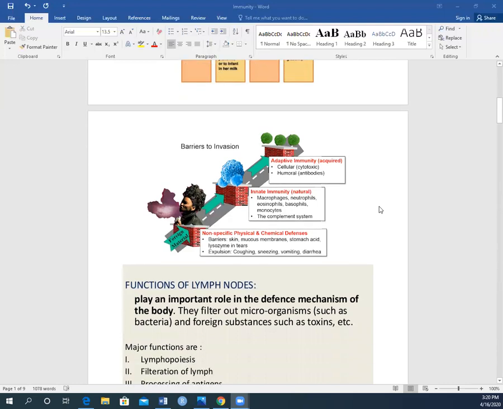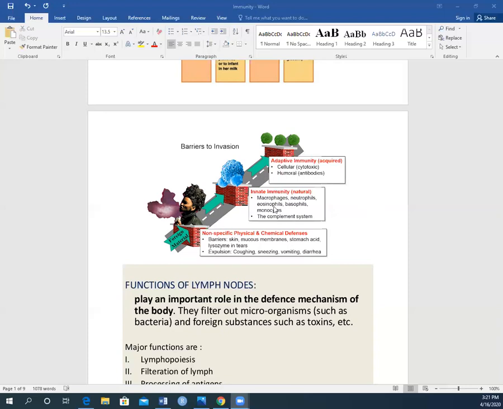Okay, barriers to invasion. So here we're going to start at the bottom and we're going to move up. The first barrier to invasion are your non-specific physical barriers. So this is going to be your skin, mucous membrane, your cilia, stomach acids, the lysozyme and tears, which have those antimicrobial factors, and the act of expulsion. So when you cough, sneeze, vomit, or have diarrhea, your body is forcibly expelling those foreign particles out of the body.